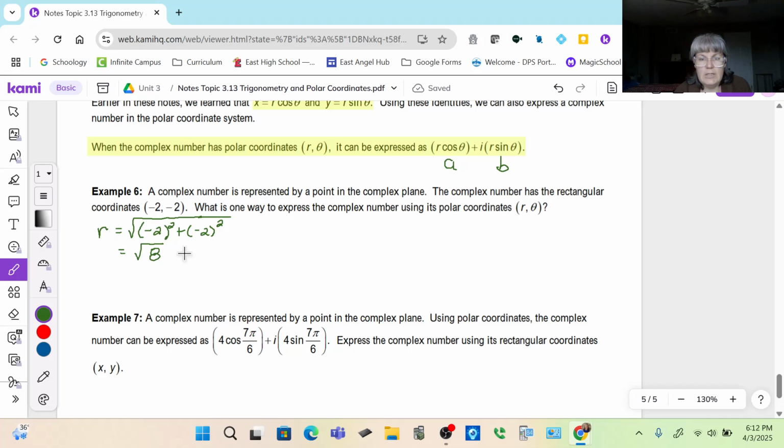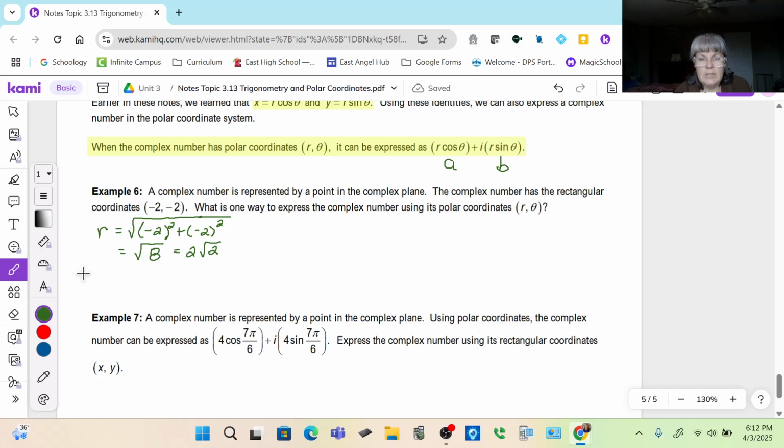And because we don't generally use square root of 8 when finding our sine and cosine values, we have it in terms of square root of 2 or square root of 3. I'm going to write this in its simplified form of 2 square root of 2.